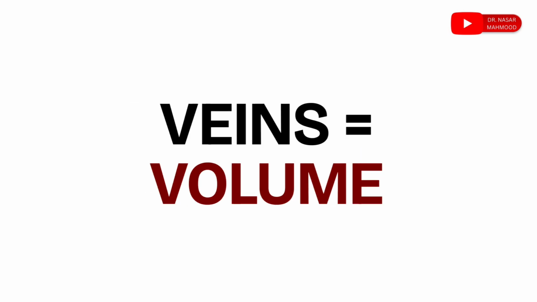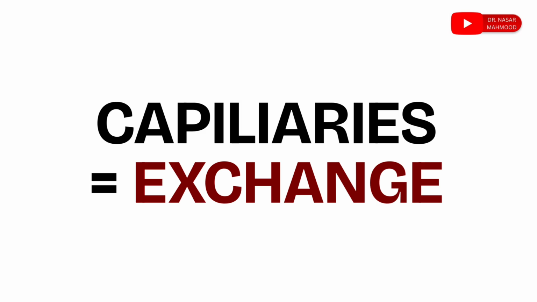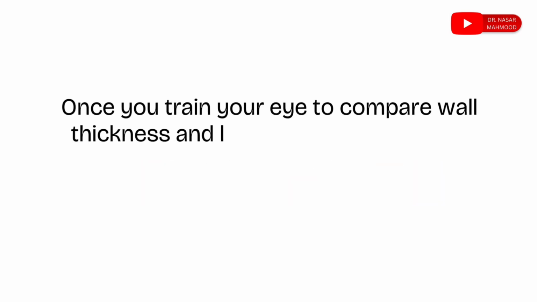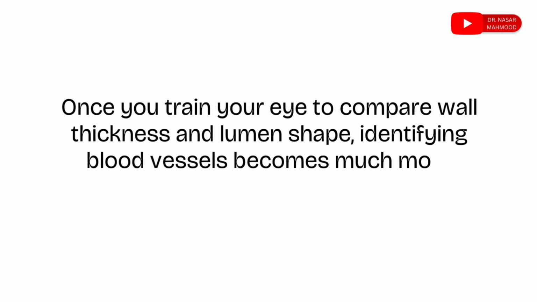So in summary, arteries are built for pressure, veins are built for volume, and capillaries are built for exchange. Once you train your eye to compare the wall thickness and lumen shape, identifying the different types of blood vessels becomes a lot more straightforward.